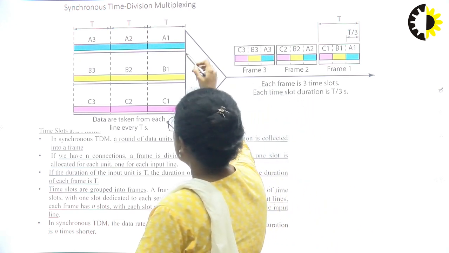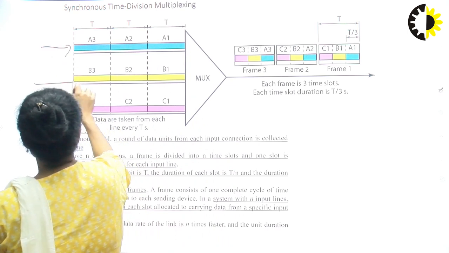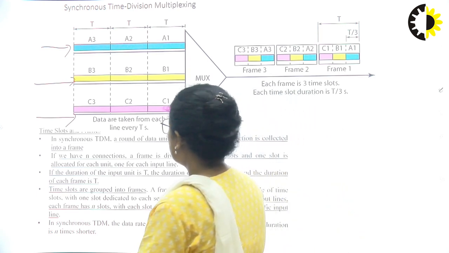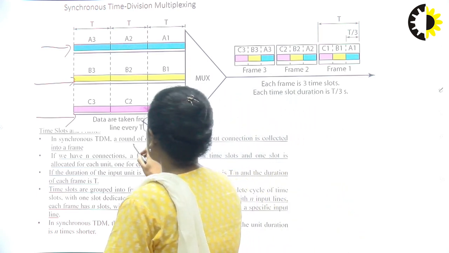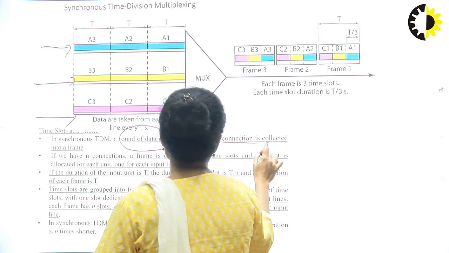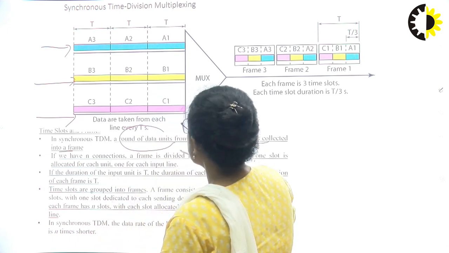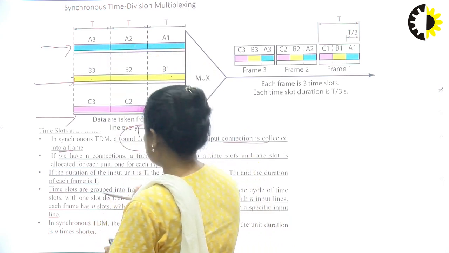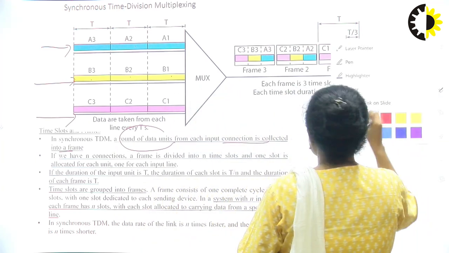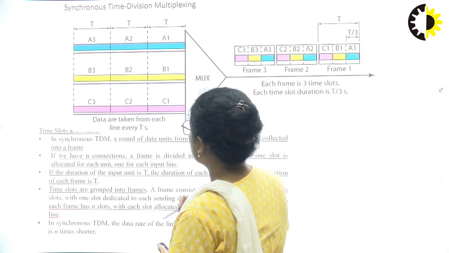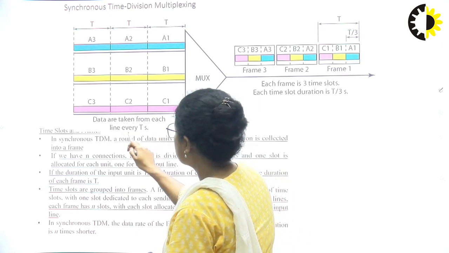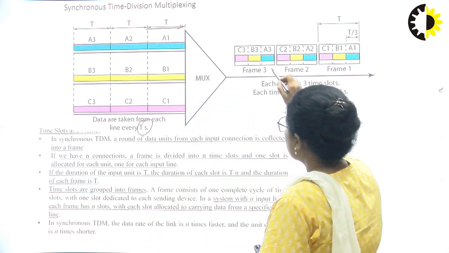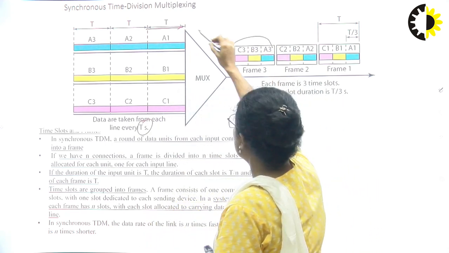So we have three input signals coming from three different devices, and the signals are digital signals. In TDM, a round of data units from each input connection is collected into a frame. Let us say we have A1, A2, A3. These are the data units being sampled at the input end of the multiplexer. Let us say each unit takes T seconds. Now, when it comes to the frame, each unit will have T seconds.